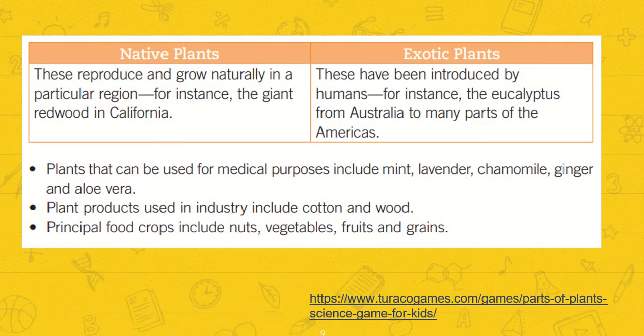Okay, we finish with this. We are going to talk about native plants and exotic plants. What are native plants? Native plants reproduce and grow naturally in a particular region. For instance, the giant redwood in California. Exotic plants, on the other hand, have been introduced by humans. For instance, the eucalyptus from Australia to many parts of the Americas.